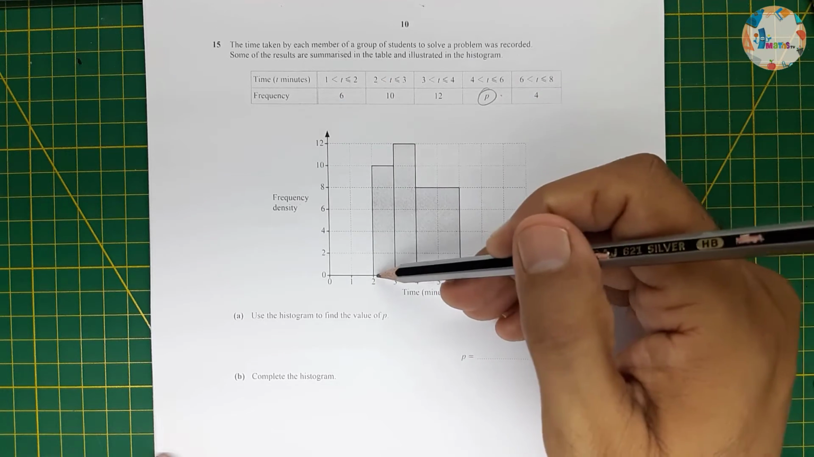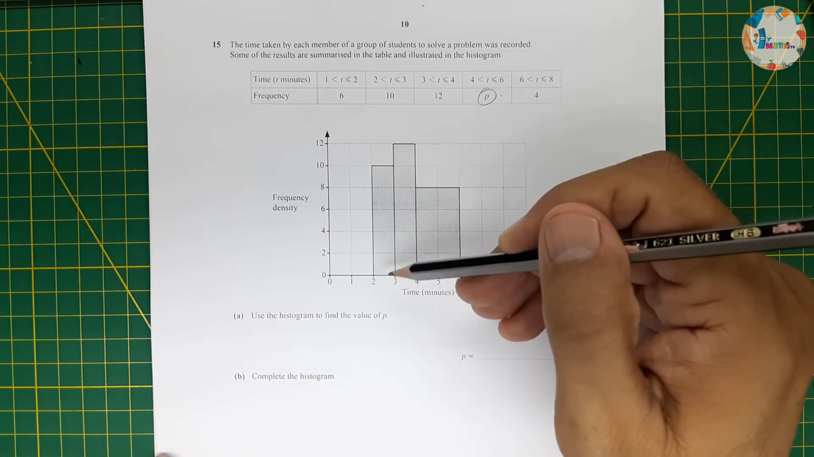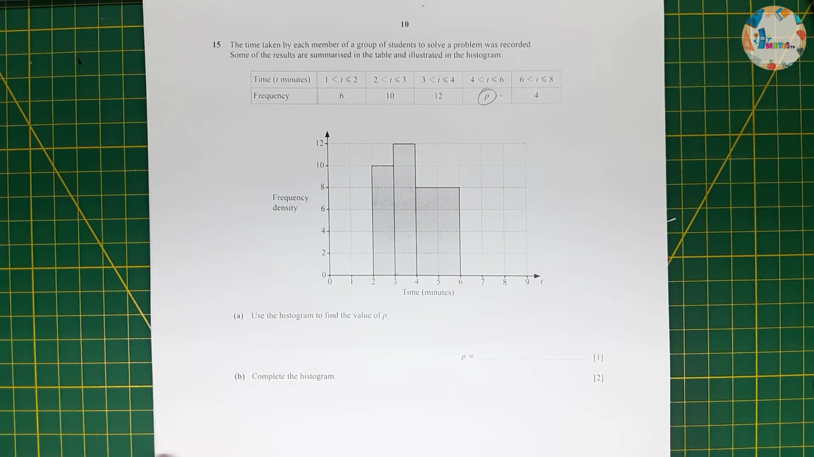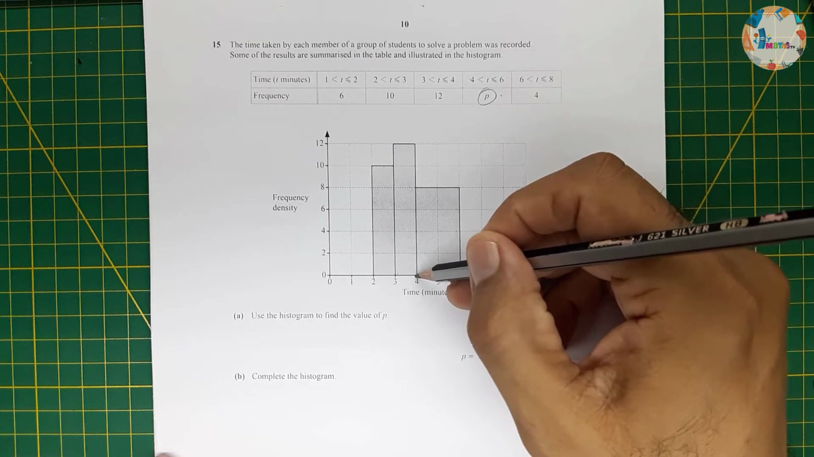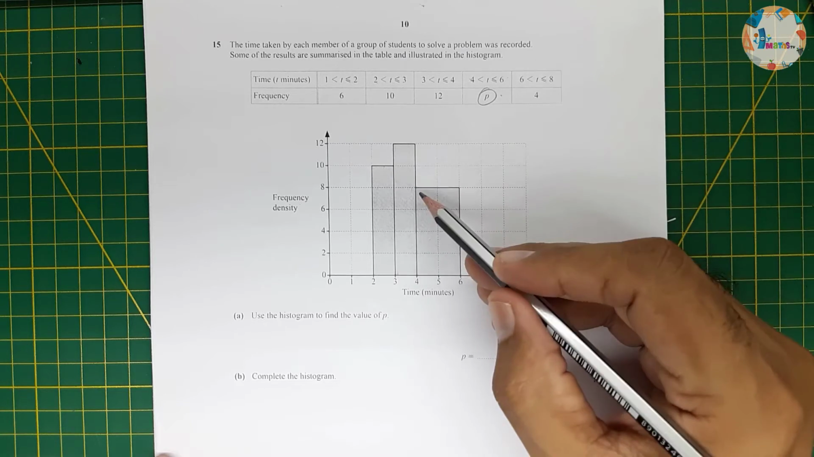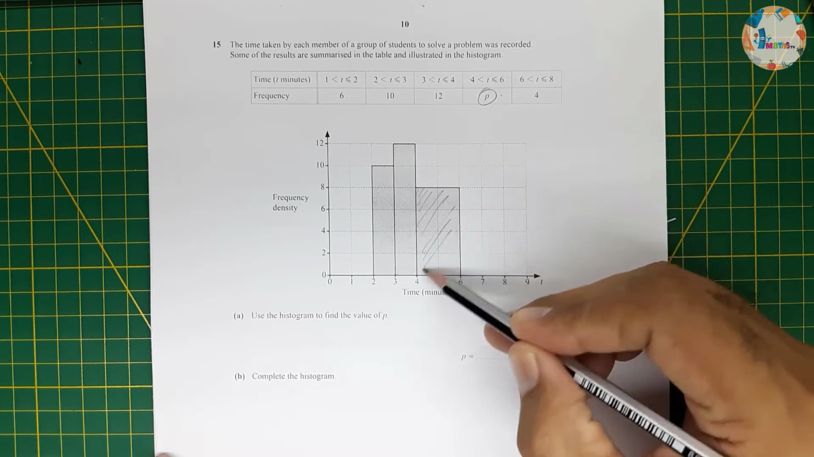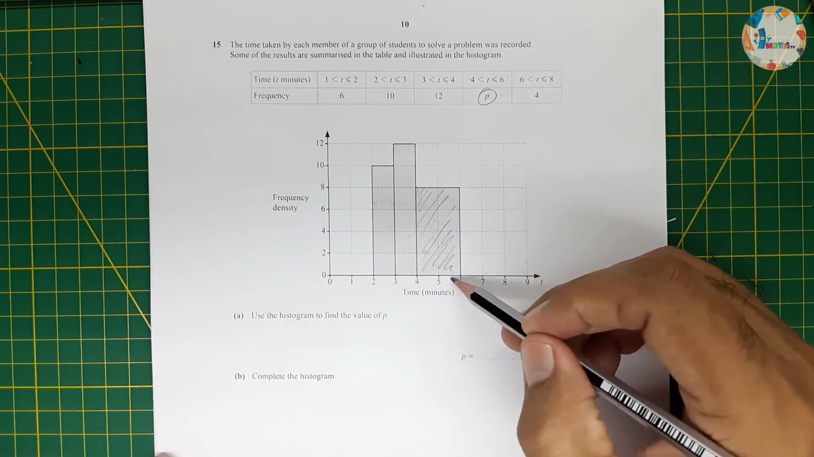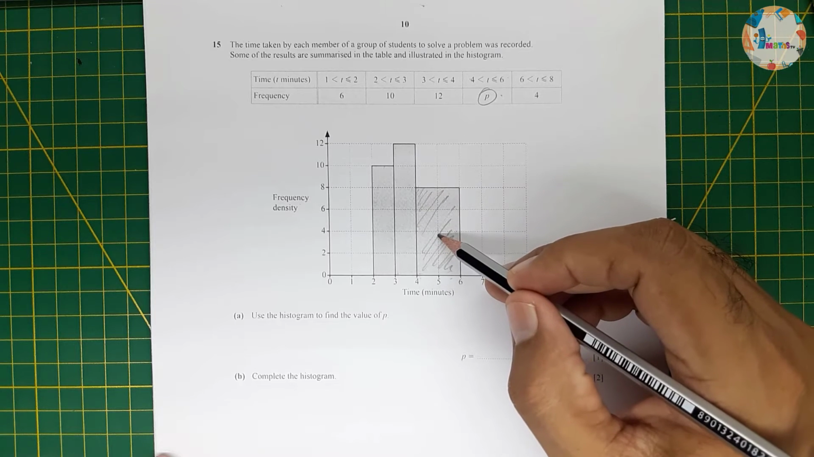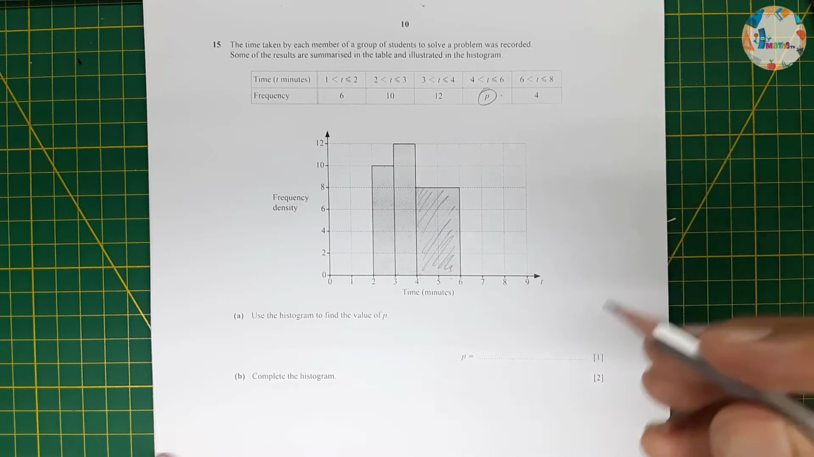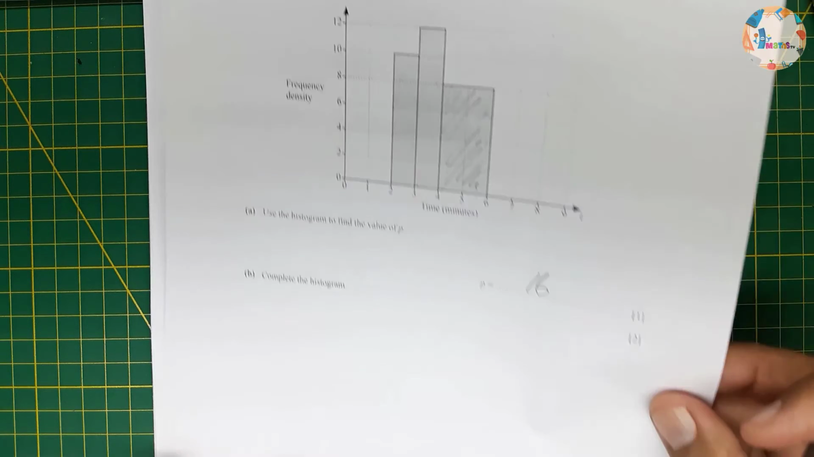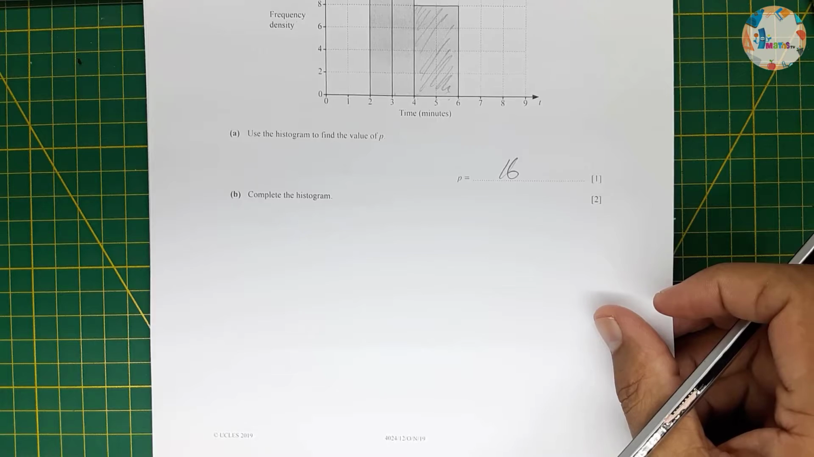So 2 to 3, basically this one is representing 10, and this is 4 to 6. 4 to 6 will be 8, and this is multiplied by 2. So we will be checking the area of these two columns. This is 2, this side is 8, so 2 into 8 will be 16, so we can write this as 16. Hopefully you understood this.